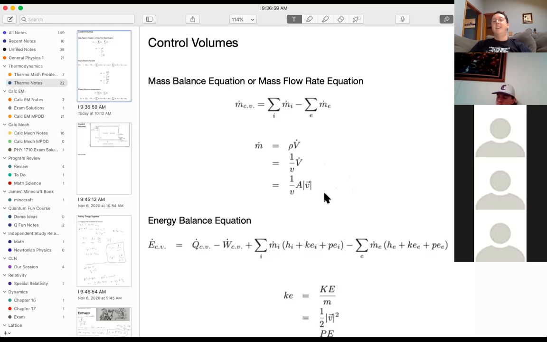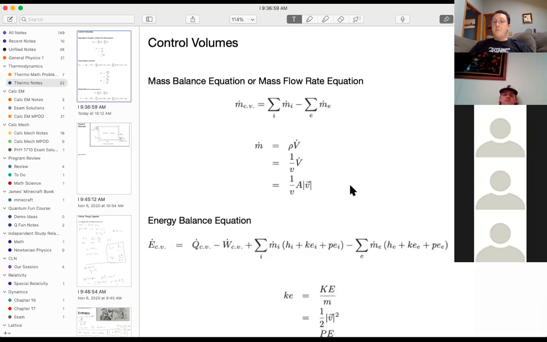Or you could write the volume flow rate, as long as you had something of constant cross section, like a cylinder or a pipe, as an area times a velocity, or the magnitude of the velocity.